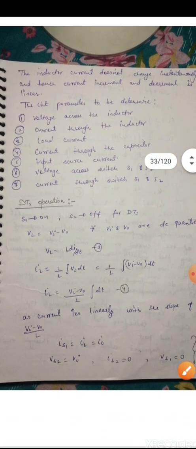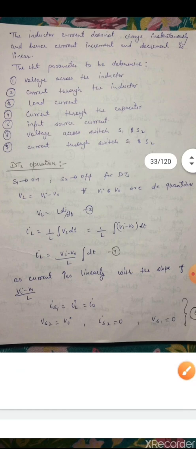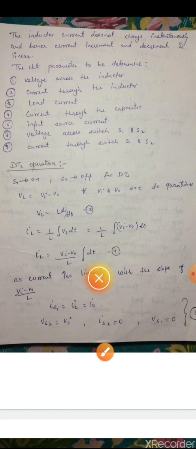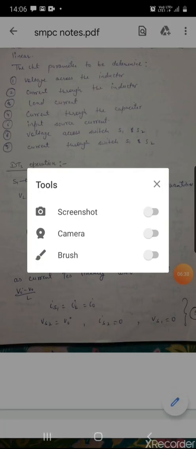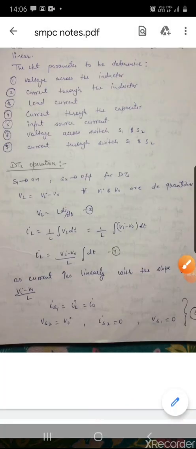Equation, and we know that the current flowing, IL, is 1 by L VL dt. So 1 by L VL is (Vi minus V naught) into dt. So IL is (Vi minus V naught) divided by L, which is a constant value, into dt. This is the slope at which the current is increasing, because during charging the current will increase and during discharging the current will decrease.